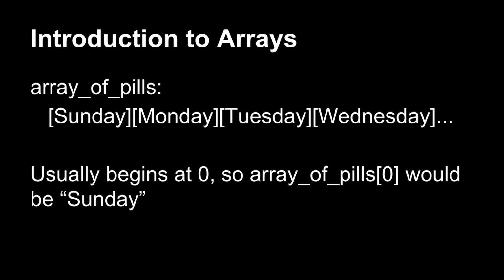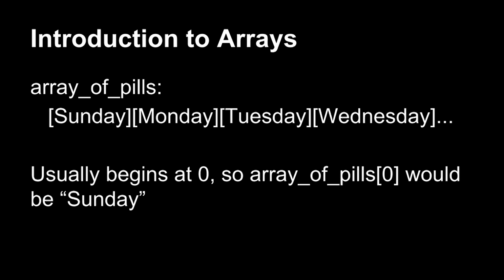So in some pseudocode, we've got an array of pills, and like I said, you've got Sunday's pills, Monday's pills, Tuesday pills. The thing to note is that when you're talking about arrays, in most programming languages, arrays begin at 0. So it's the 0th index. So if I was going to get the pills for Sunday, which is in the first element, it would be array of pills 0. I know that can be a little tricky if you're not used to that.